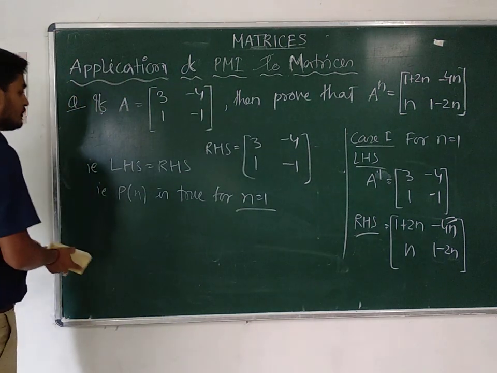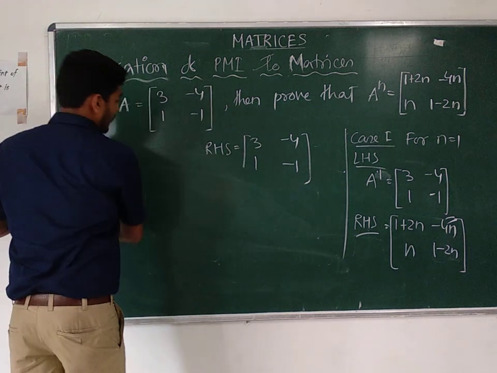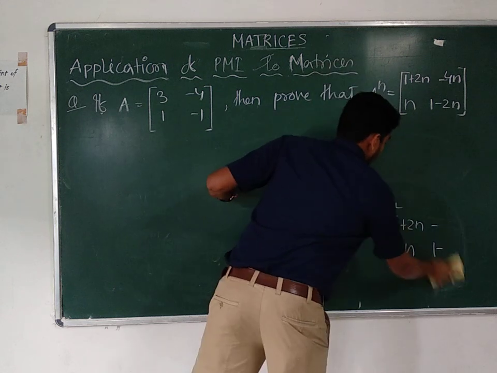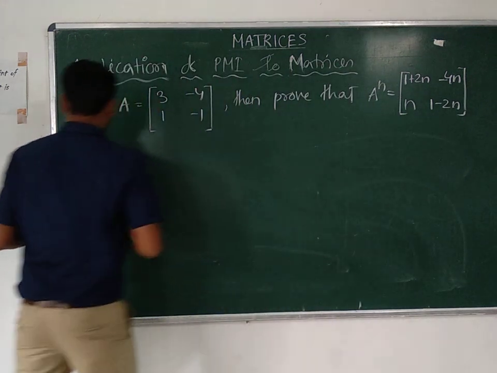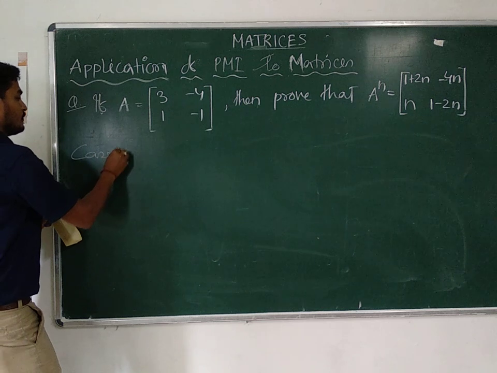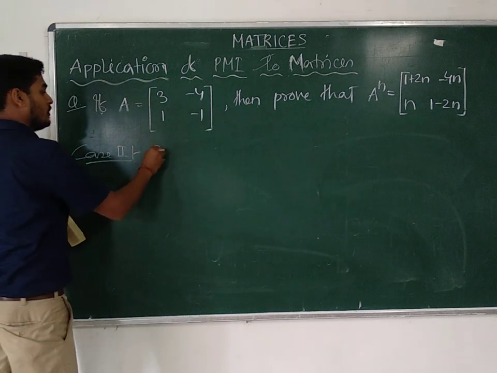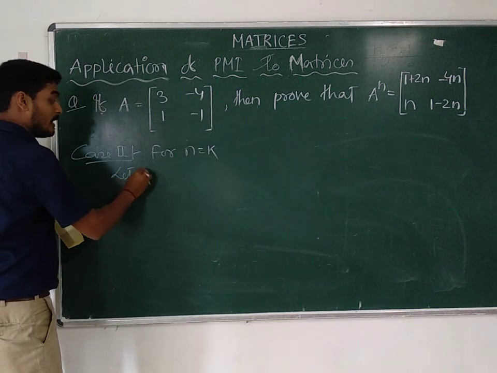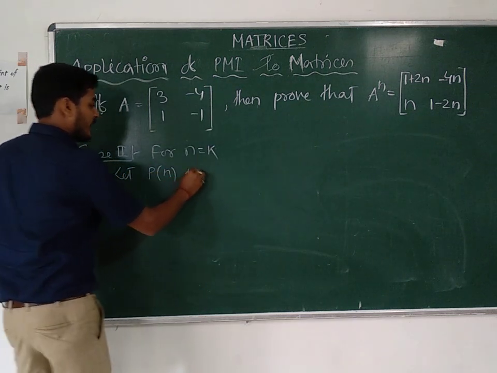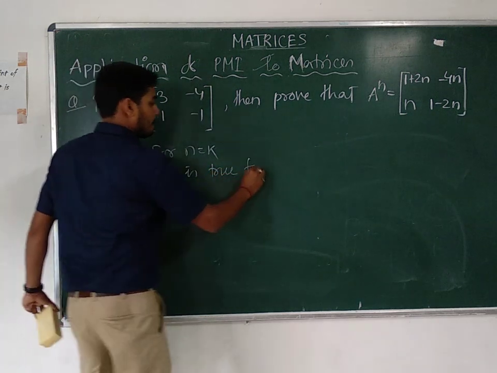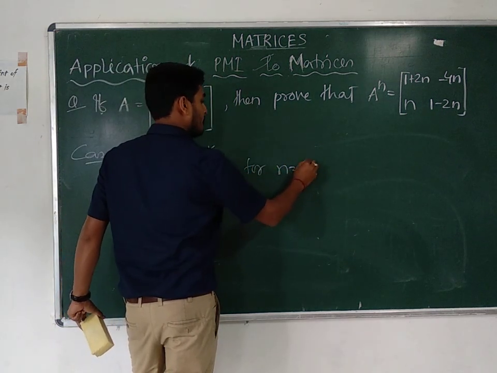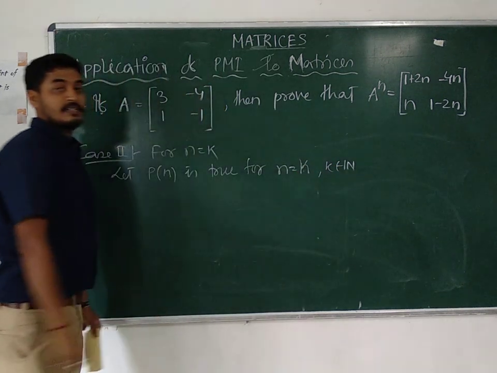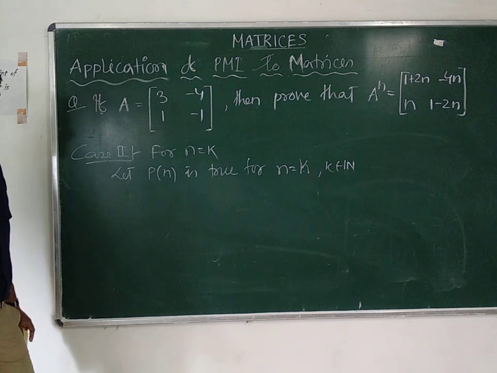Now what is the next step? We will consider any natural number between 1 and infinity, whichever natural number we consider. For n is equal to k, we will assume P of n is true for k, a natural number greater than 1.